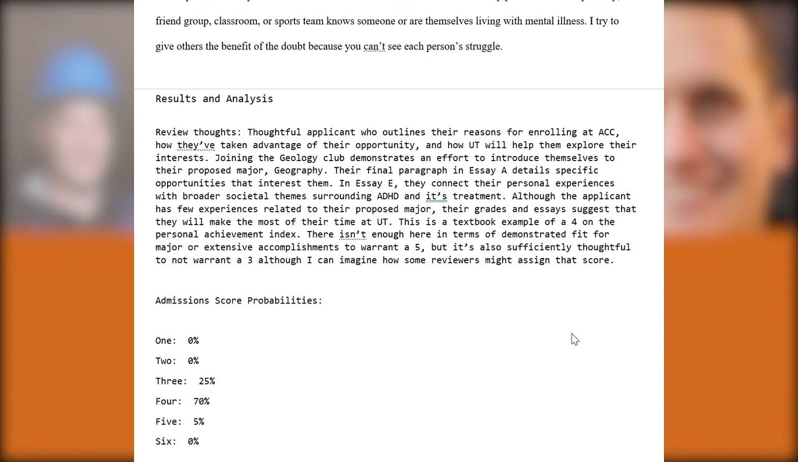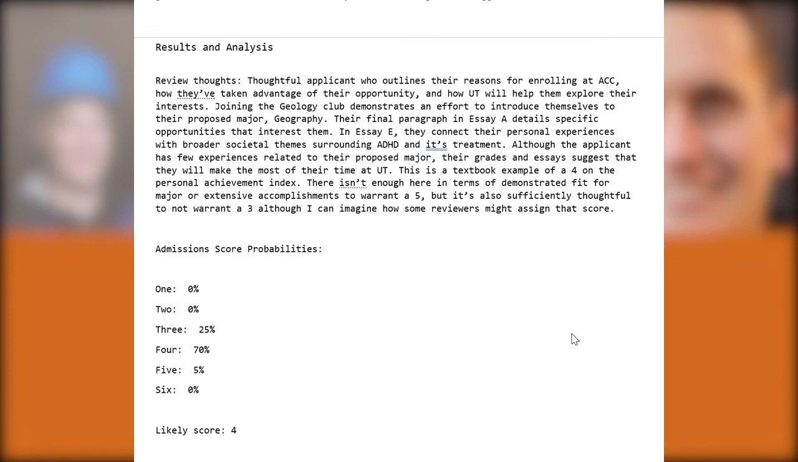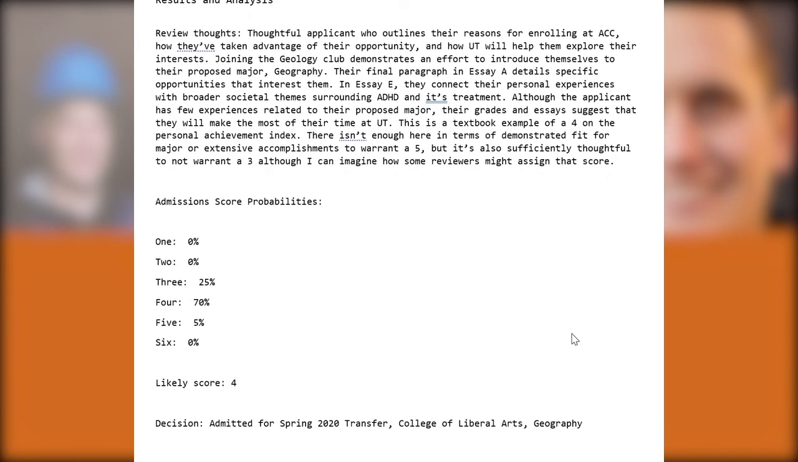It would be pretty hard to give this applicant a 3, although I think there are some reviewers who might score this application a 3. I think their likely score was a 4. They did gain admission to the College of Liberal Arts for their first choice major of geography. Spring 2020 admission for transferring was also a little bit less competitive than in previous years. It was the first time ever for any transfer pool that I saw, at least, more than a handful of students with less than a 3.5 GPA gaining admission.